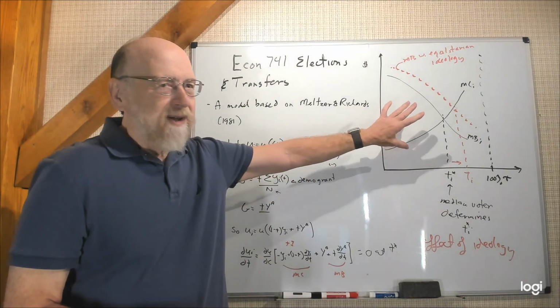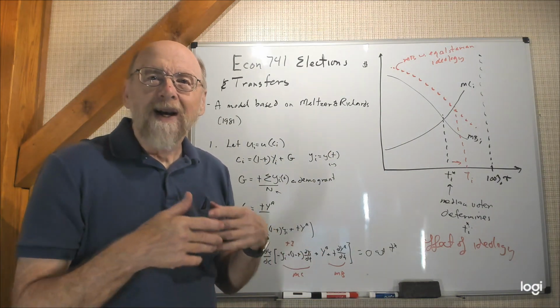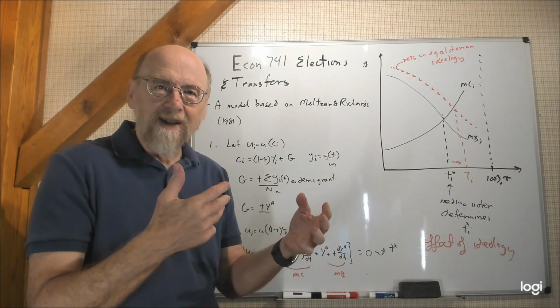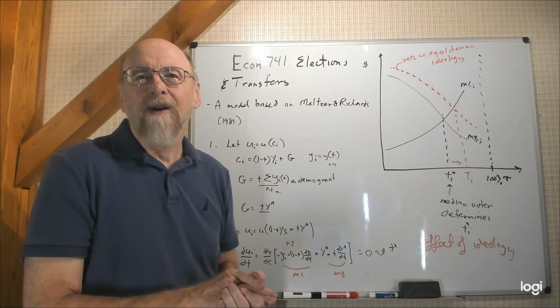And to avoid what you might call the democratic poverty trap might require some kinds of institutional constraints on the extent to which these types of redistribution programs are possible.